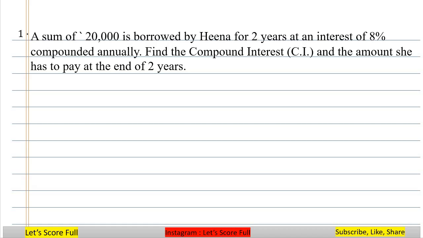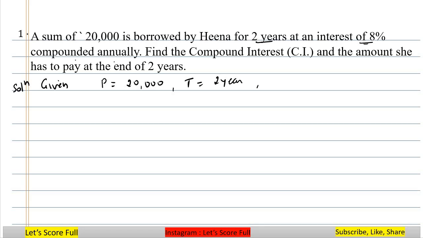This question says, a sum of 20,000 is borrowed by Hina for 2 years. So if I solve this, let's write the information first. When we do that, what is given, it is easy to solve the formula or substitute the value. So in this question given is principal which is rupees 20,000. Then they have given time which is 2 years over here. And then they have given 8% compounded annually.